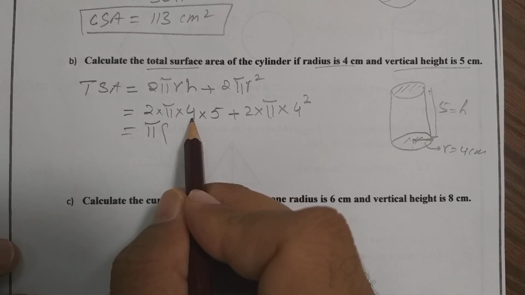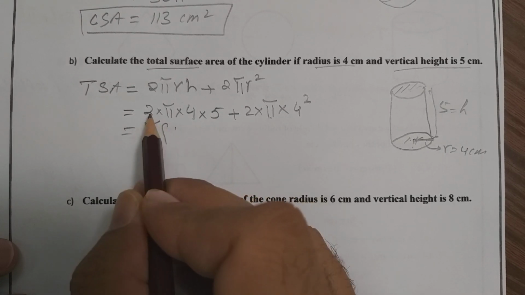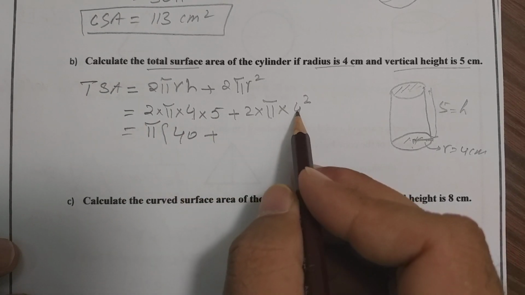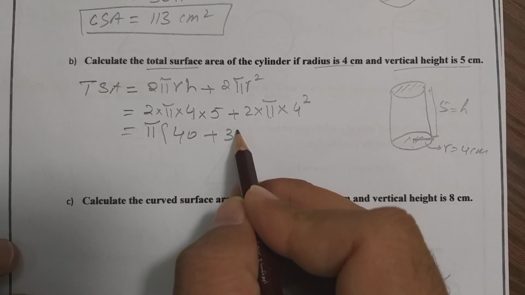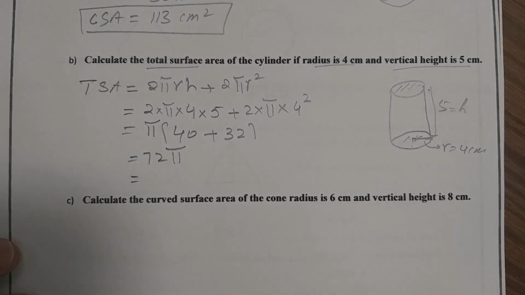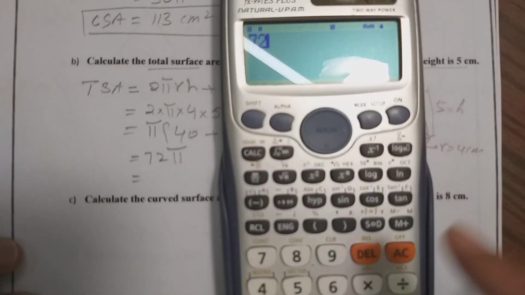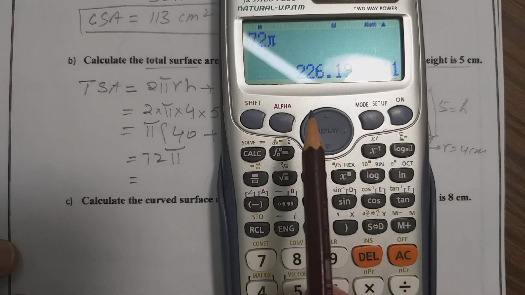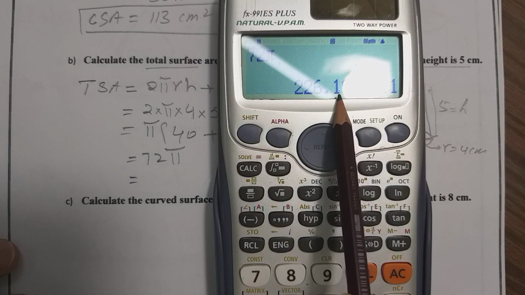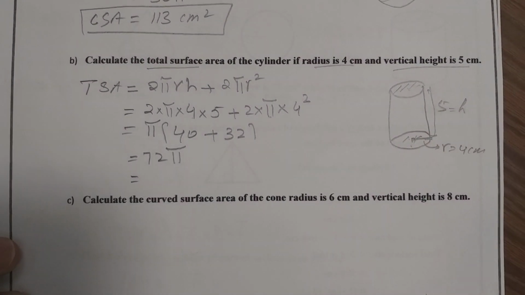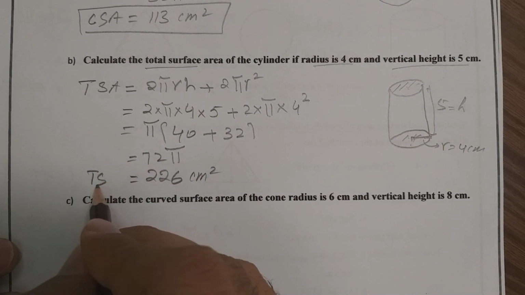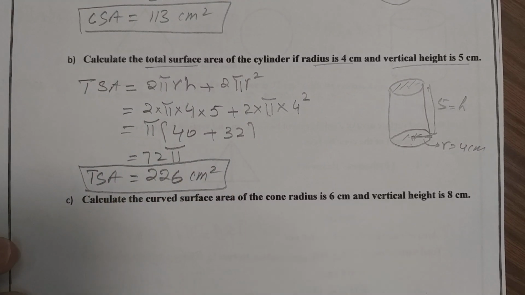So 5 times 4, 20, becomes 20 times 2 equals 40. So it becomes 40 plus 16 times 2, 32. So it becomes 72 pi. So 72 pi equals 226.19. So I'm taking 3 significant figures. So after 6, this is less than 5, so I'm taking 226. So 226 centimeter squared. So this is the total surface area of the cylinder.